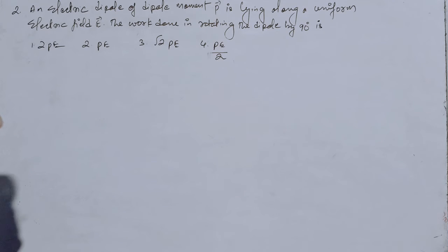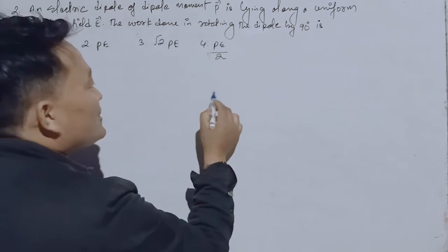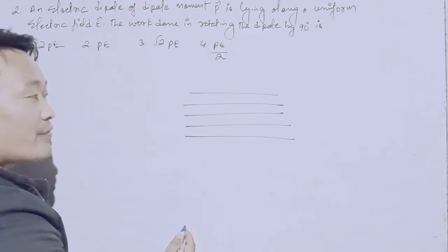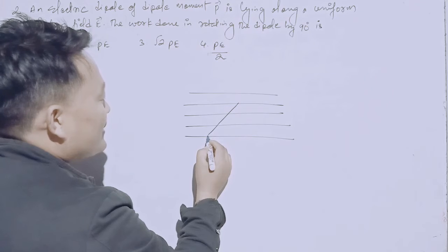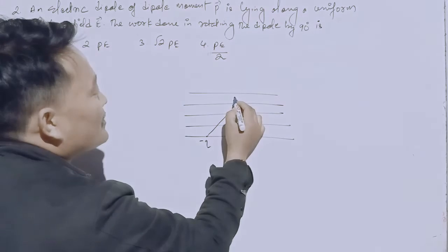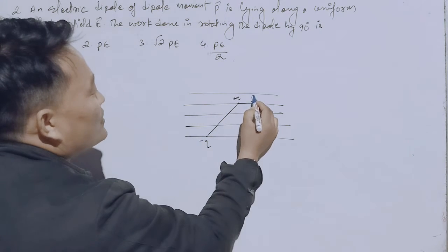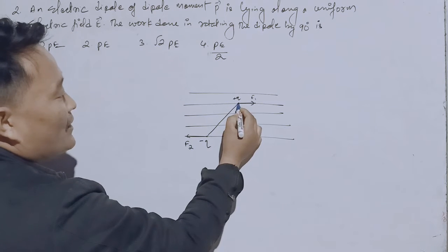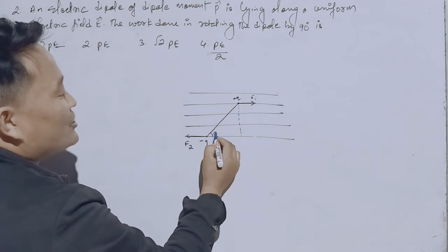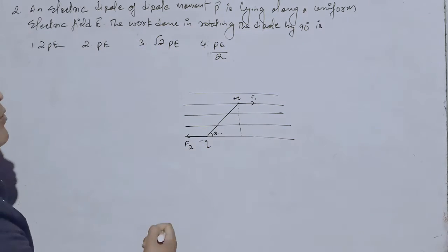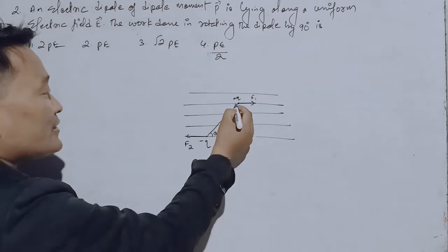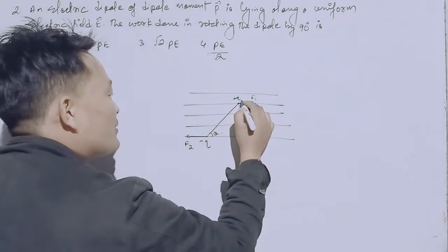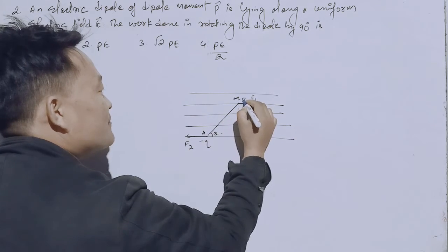Okay, the work done. Now let us consider the uniform electric field and the dipole. Here we have taken the minus q and here the plus q, and here the force F1, and the force due to the minus q, which is F2. Here the perpendicular line we have to draw, and the angle is theta. So now it is the amount of work done by rotating this dipole. Let the ends be A and B.